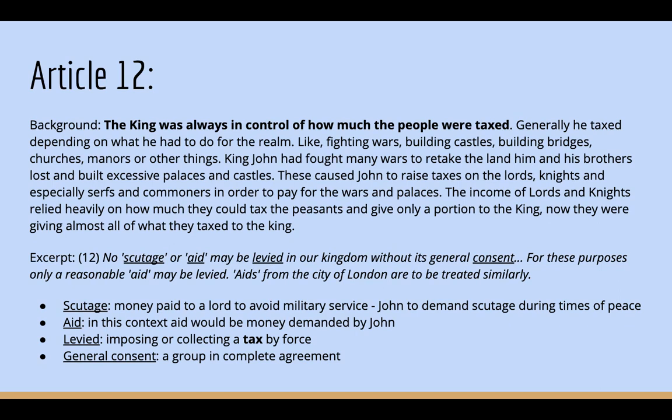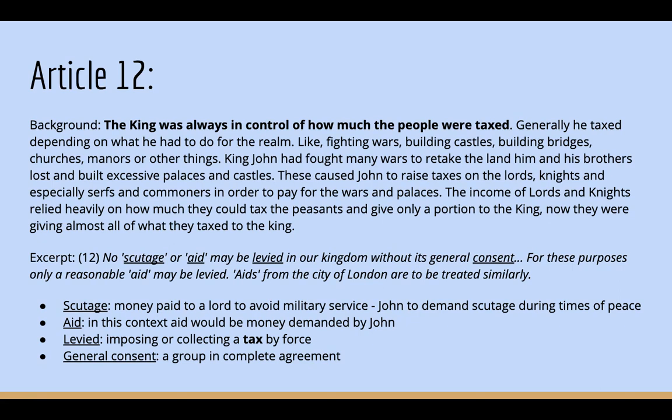So scutage is money paid to a lord to avoid military service. Aid. In this context, aid would be money demanded by John, so those taxes. Levied means imposing or collecting a tax by force. And then lastly, general consent means a group that is in complete agreement.